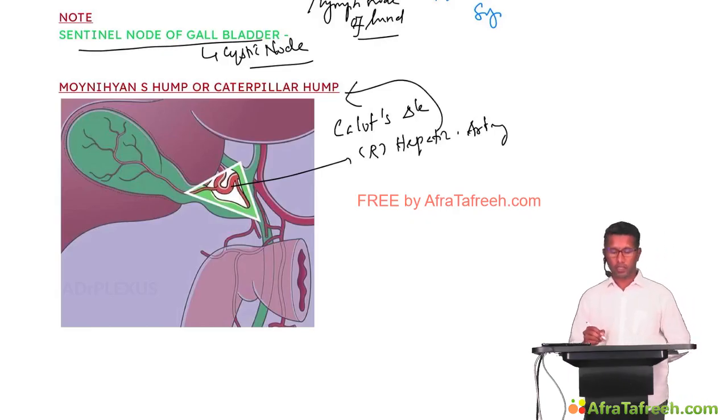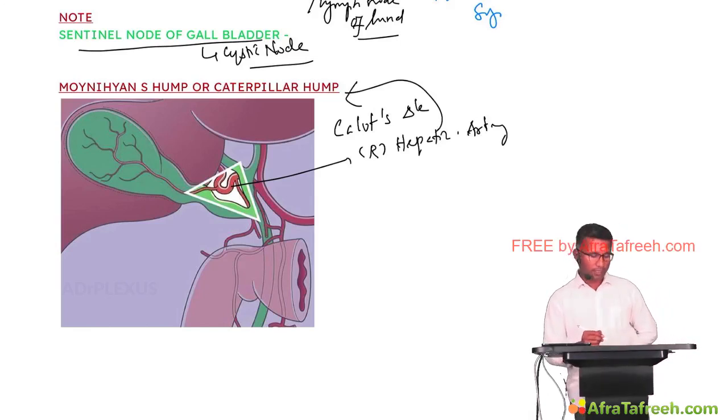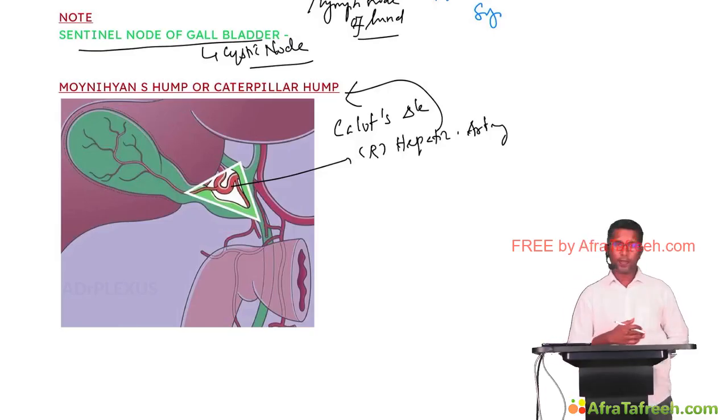Moynihan's hump or caterpillar hump. That is called Moynihan's hump or caterpillar hump.